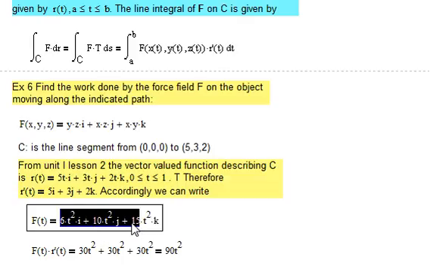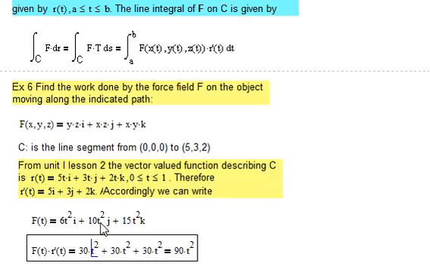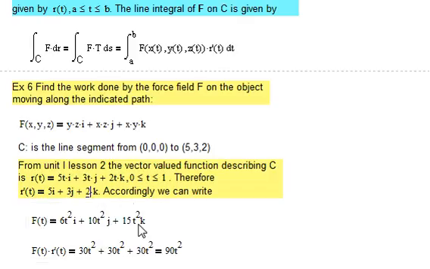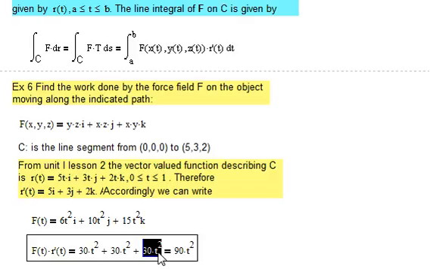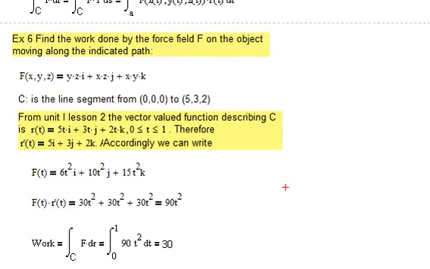So when we dot this vector field, or this vector valued function, with r prime, which was here, right? No, sorry, here, there's r prime. So we get 30t squared plus this times 3, 30t squared, and then this times 2 with 15 is another 30t squared. The t squared is part of every one of these. So our F dot r prime of t is 90t squared, and so we integrate.